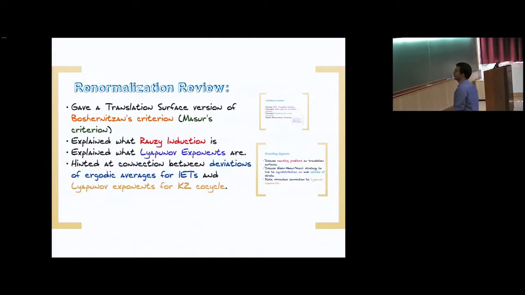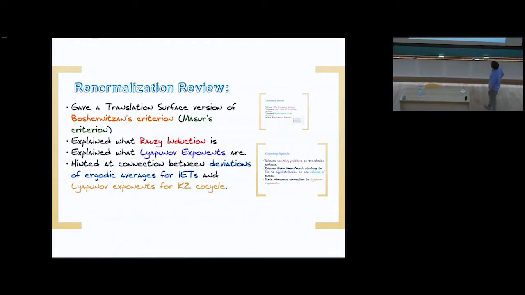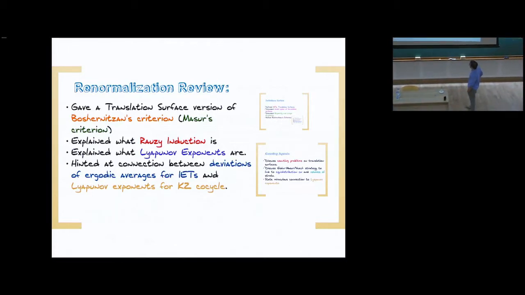So what have we done? We gave a translation surface version of Bozhenitsyn's criterion. We explained what Rauzy induction is. We explained what Lyapunov exponents are. And we hinted at the connection between deviations of ergodic averages and the Lyapunov exponents of this cocycle.